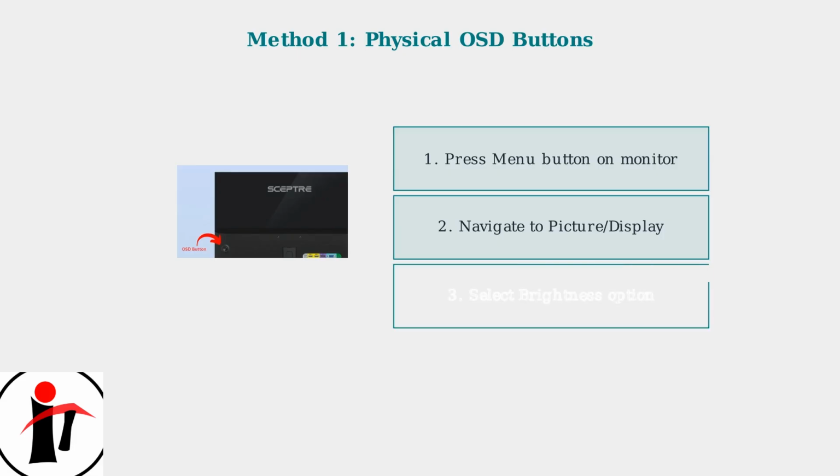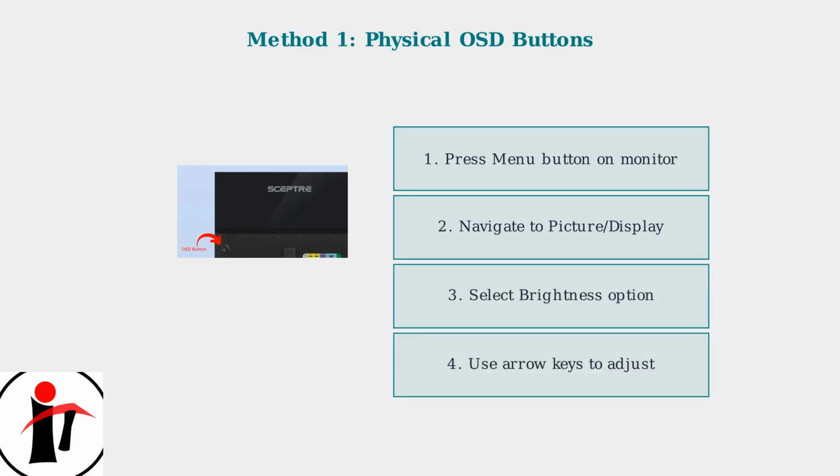Look for the OSD button, usually located on the bottom or back of the monitor. Press the menu button to access the on-screen display. Navigate to Picture or Display Settings, then select the brightness option and use the arrow buttons to adjust the value.